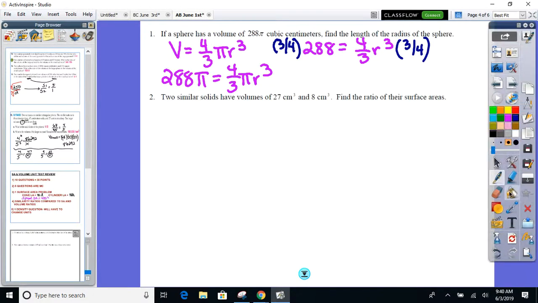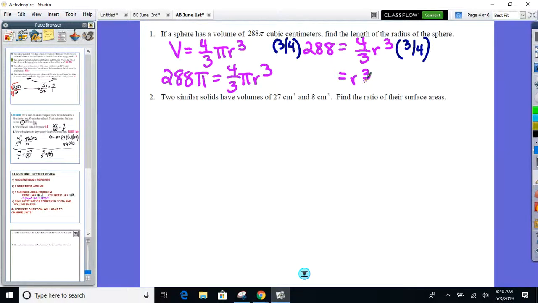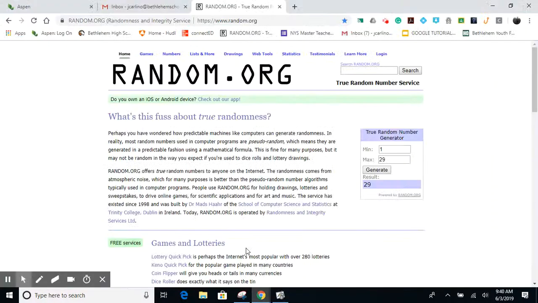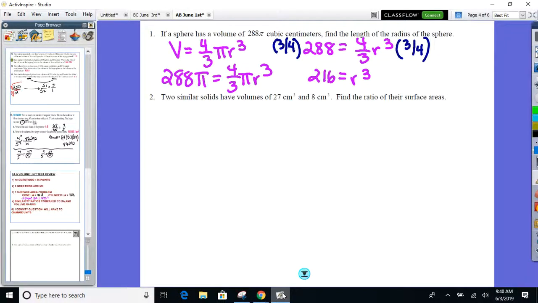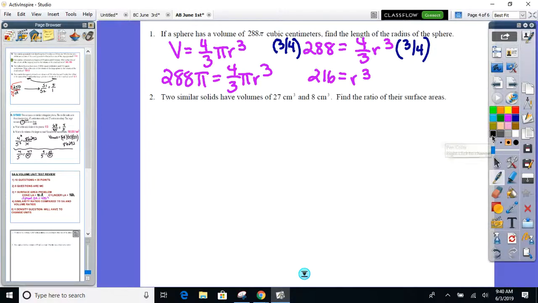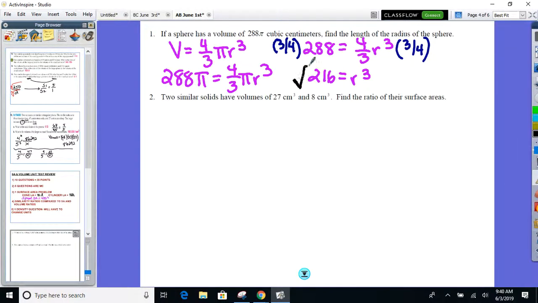So I end up with r cubed. What do we got there? 288. I don't have 216. And the final thing to get R by itself. We've done this a couple times this unit. May have been new to you, but not anymore. 23, what do you want to do to get R by itself? Take the cube root.